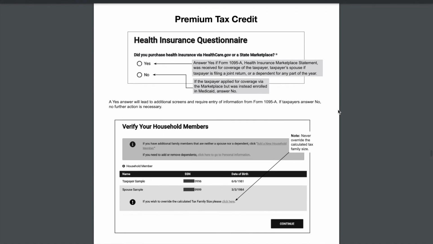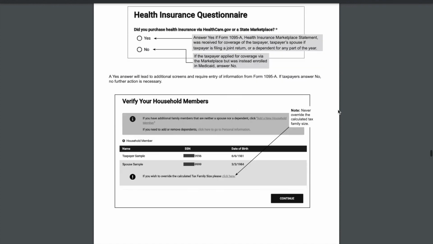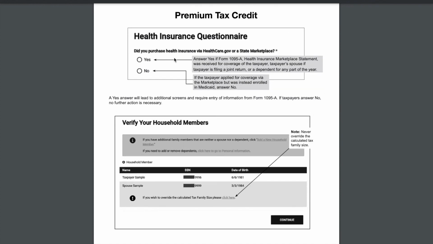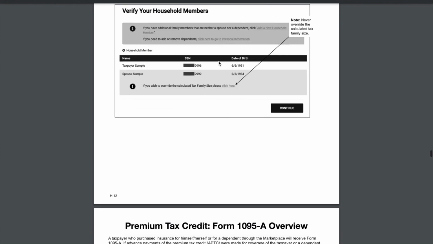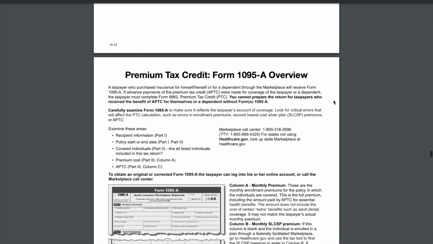Yes, and now the premium tax credit section here. As you can see, when you're in TaxSlayer, it's going to ask you whether the taxpayer purchased health insurance through healthcare.gov or the state marketplace, and you're going to check either yes or no, and it will lead you to additional screens where you have to enter information.